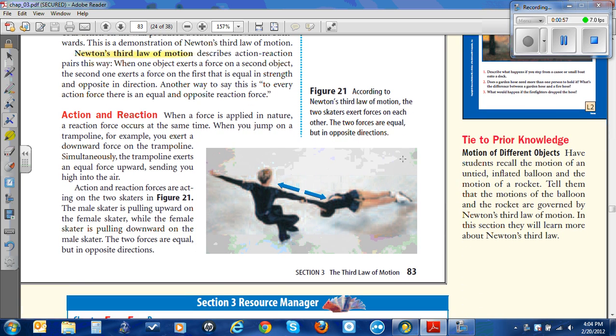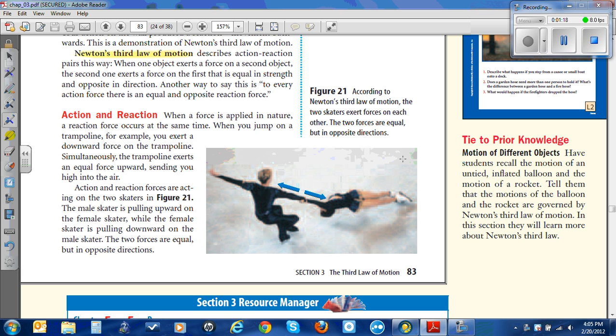When a force is applied in nature, a reaction force occurs at the same time. When you jump on a trampoline, for example, you exert a downward force on the trampoline. Simultaneously, the trampoline exerts an equal force upward, sending you high into the air.